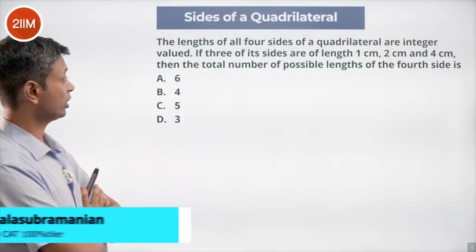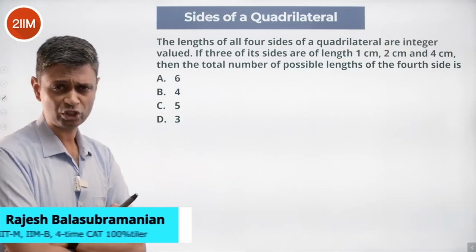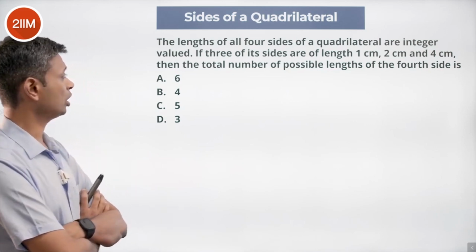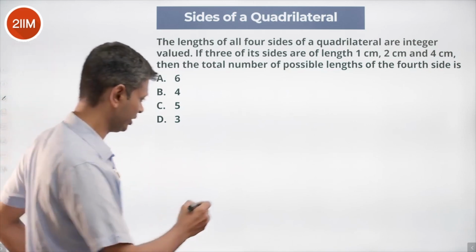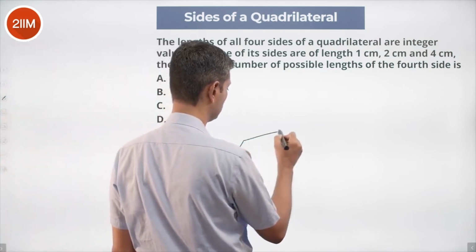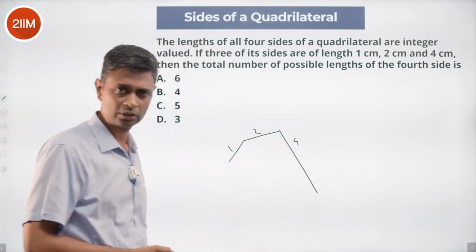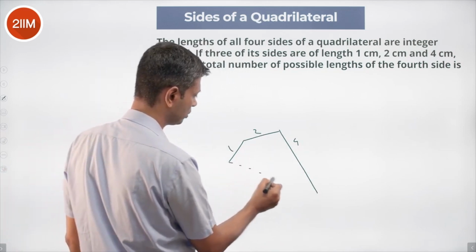The lengths of all 4 sides of a quadrilateral are integer valued. If 3 of its sides are valued at 1, 2 and 4, then the total number of possible lengths of the 4th side is? Nice. 1, 2, 4. This would be the long side.